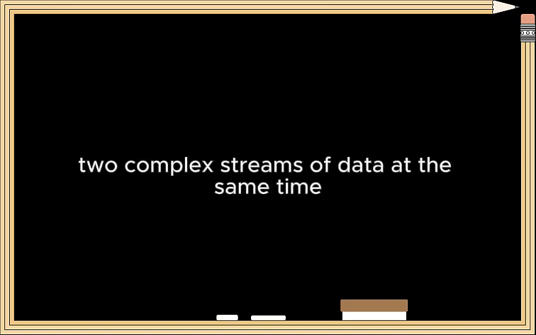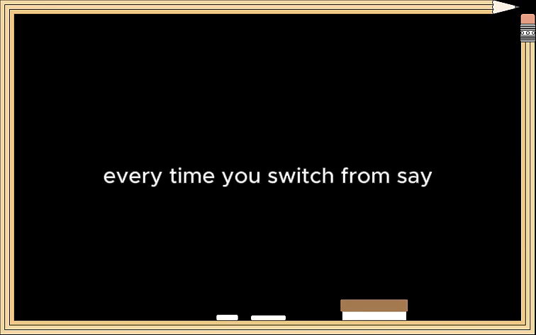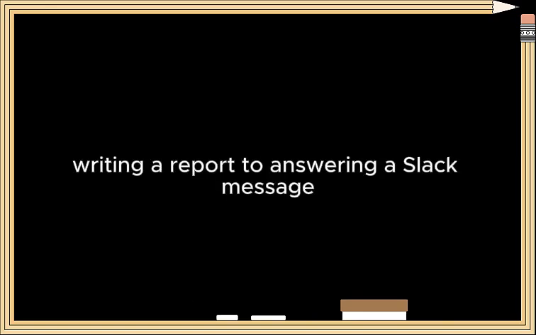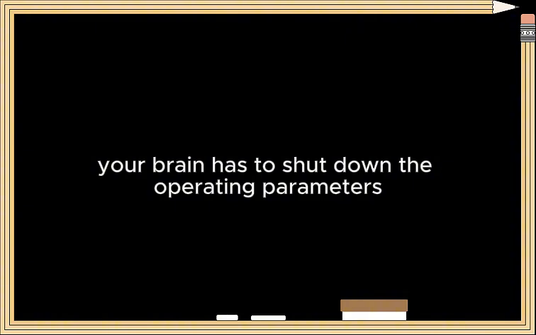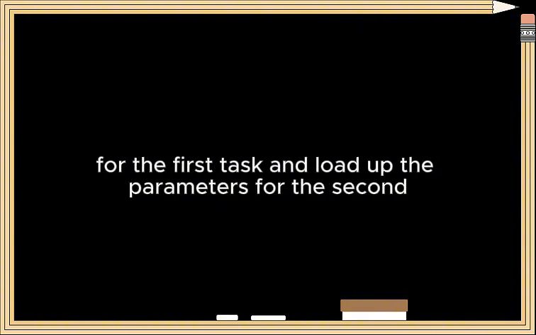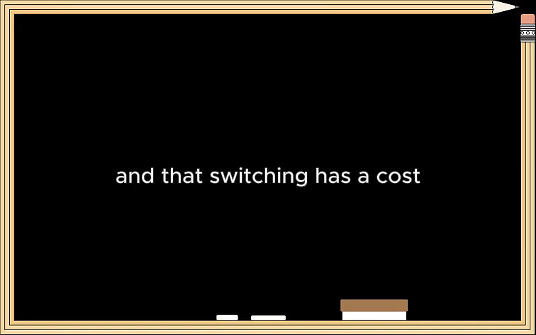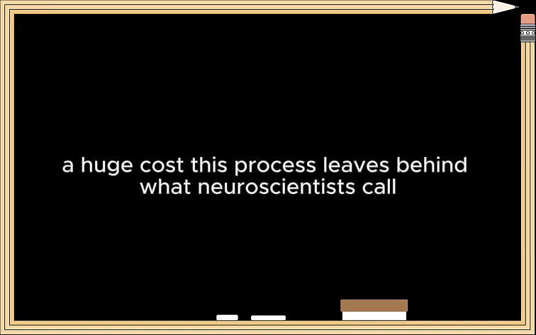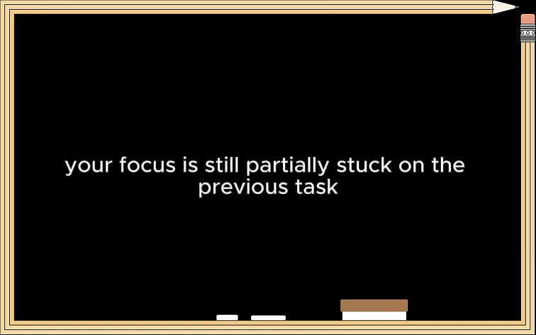Our brains are just not designed to process 2 complex streams of data at the same time. Every time you switch from, say, writing a report to answering a Slack message, your brain has to shut down the operating parameters for the first task and load up the parameters for the second. And that switching has a cost. A huge cost. This process leaves behind what neuroscientists call attention residue. Your focus is still partially stuck on the previous task.